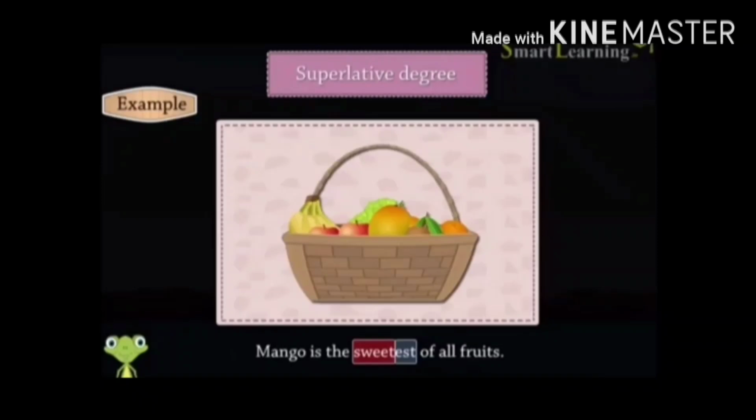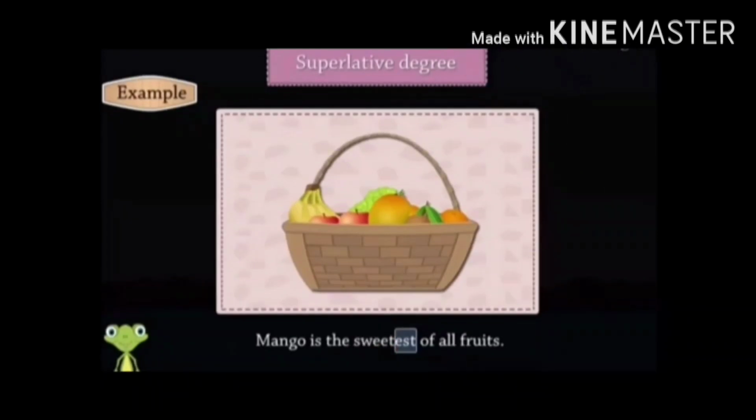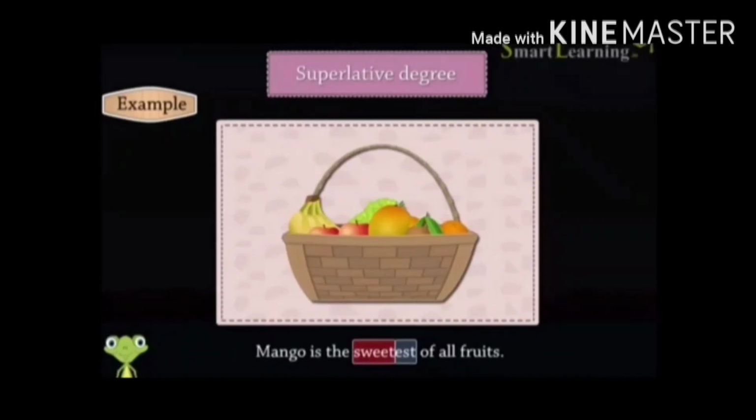That means the complete class of fruits, and from that mango is the sweetest of all fruits. So it is a superior one, a superlative degree. So mango is the sweetest of all fruits. Here noun mango is compared to more than two. That means the complete class of fruits. So here sweetest is a superlative degree of comparison. Remember, one more rule applies to superlative degree. Mango is the sweetest of all fruits. So we always add article the before the adjective in a superlative degree.